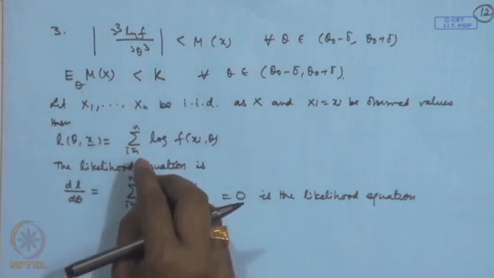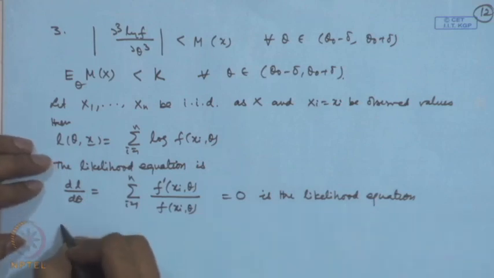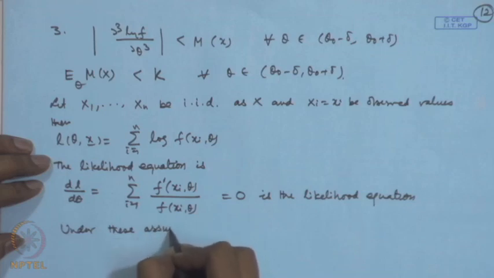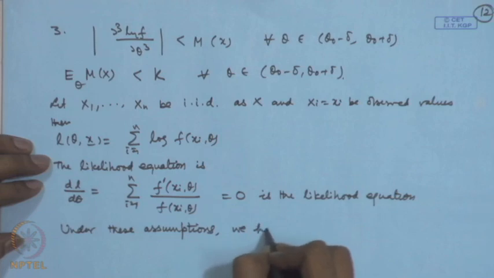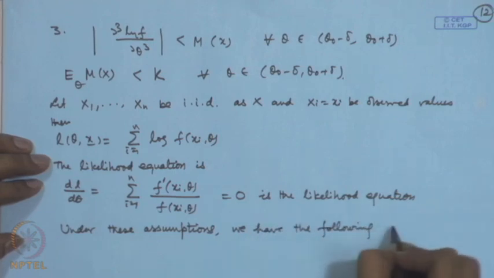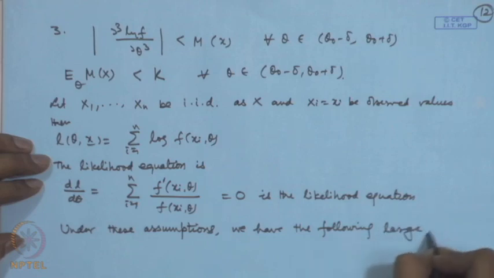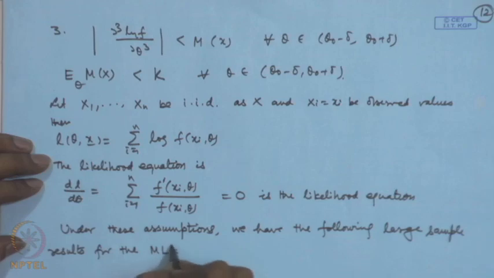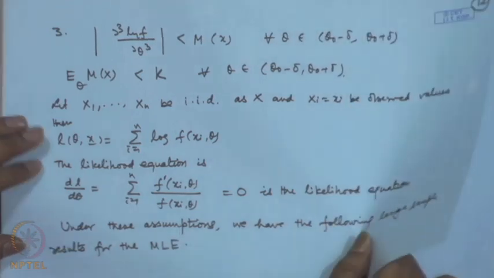Now, under these conditions, under these assumptions, we have the following large sample results for the maximum likelihood estimator. I will state it in the form of theorems without proof.